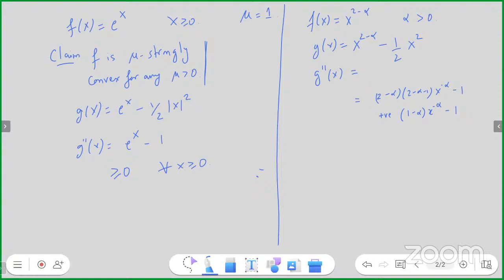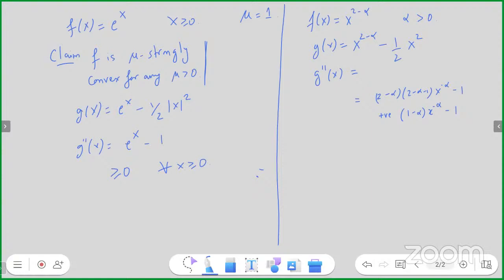G double prime of x converges to minus 1. Okay, so is there any convex set over which this is strongly convex, if not over all x greater than 0? This is a clearly positive quantity. This is 1 minus alpha. This is x to the minus alpha. That's also positive. So these two are playing the roles of each other. So if x is greater than 1, what happens? Let's try to divide it into two parts: x greater than 1 and x between 0 and 1. What happens?